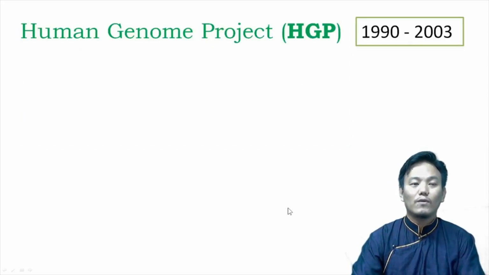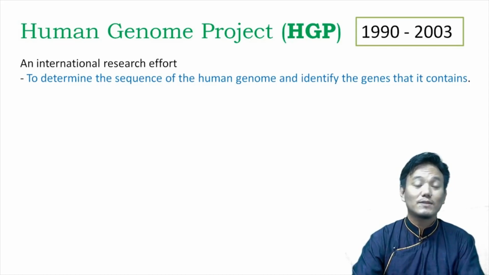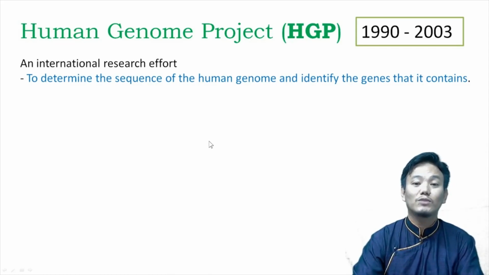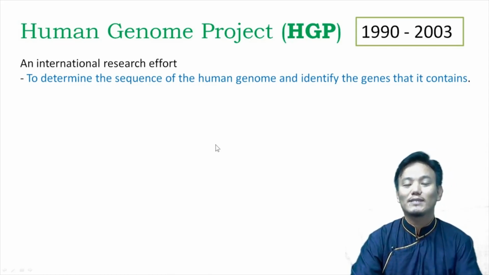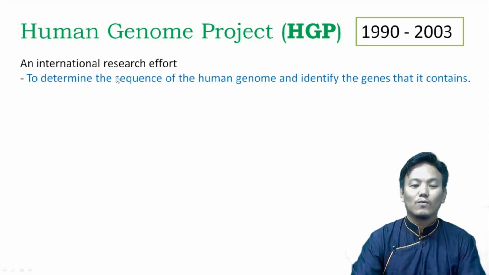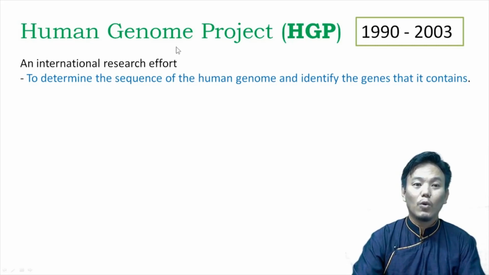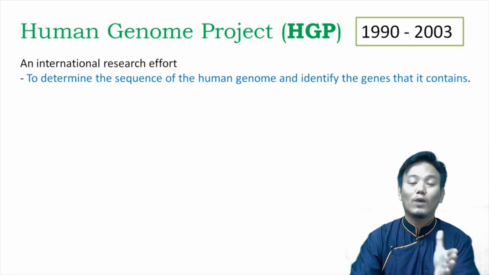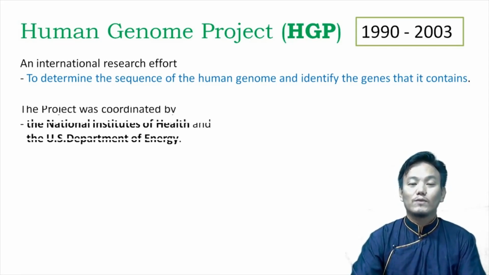So now, what is the Human Genome Project, or HGP in short? The Human Genome Project was an international research effort to determine the sequence of the human genome and identify the genes that it contains. Since we have about 3 billion base pairs, the goal of the Human Genome Project was to sequence those 3 billion base pairs and identify the genes contained within that 3 billion base pair long DNA. That was the goal, right?